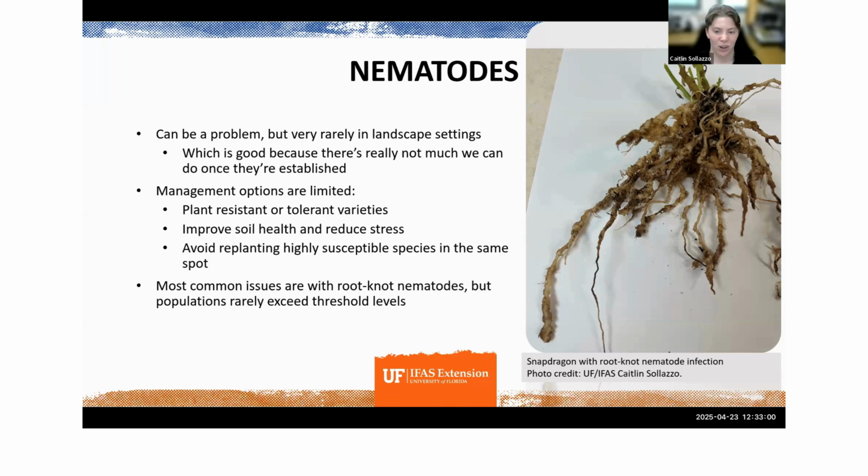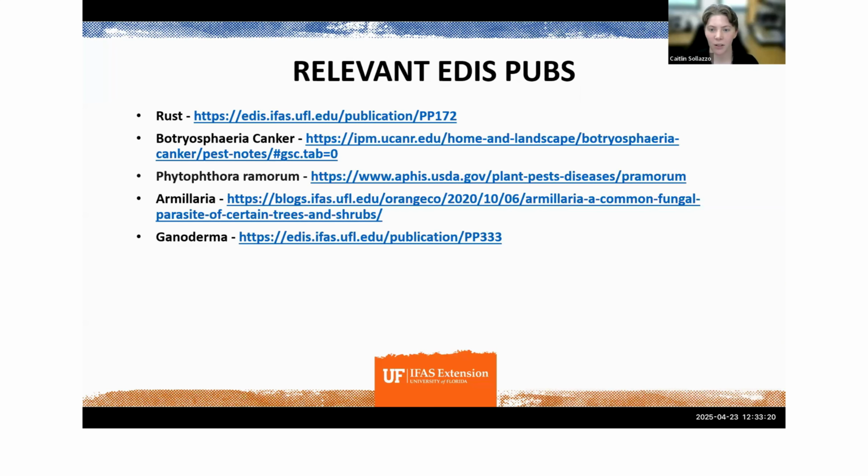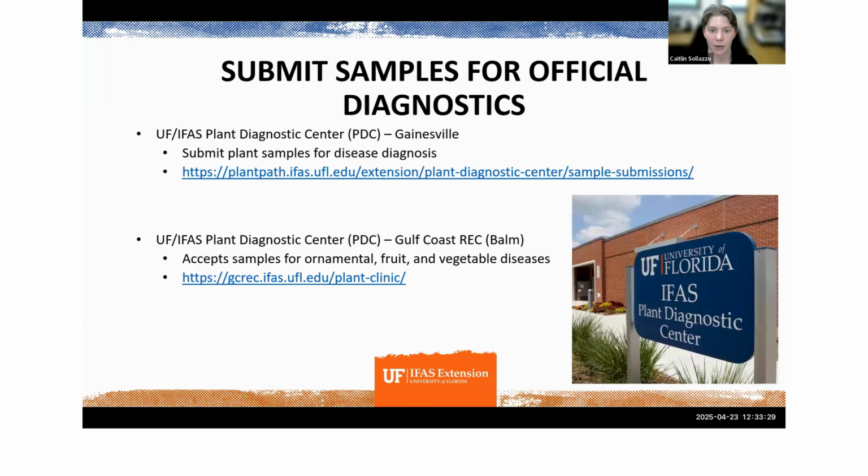And if we have issues, root knot nematodes, sometimes this is an example of root knot nematodes. This is snapdragon, so it's an herbaceous plant. I didn't have any pictures that I've taken over the years of woody plants, but they do get root knot nematodes as well. But a lot of times they grow out of it or it doesn't impact them enough. All right, so here's a few relevant EDIS pubs where I found some of this information, although the vast, vast majority of it was just through my brain over the years.